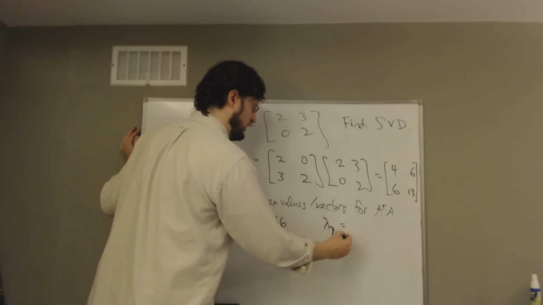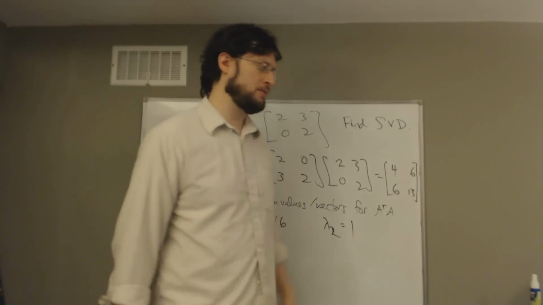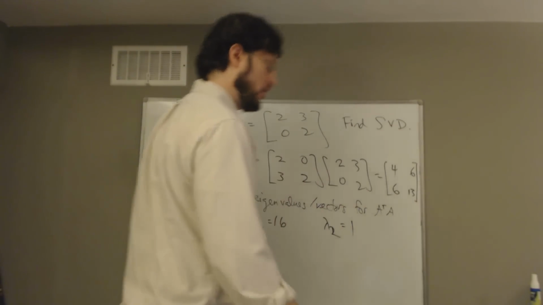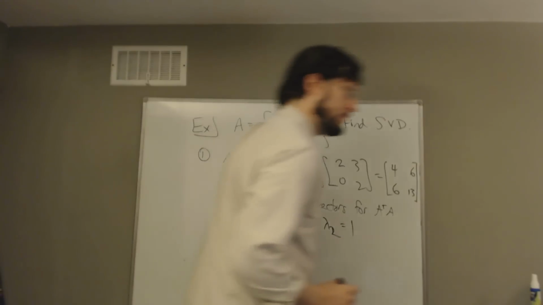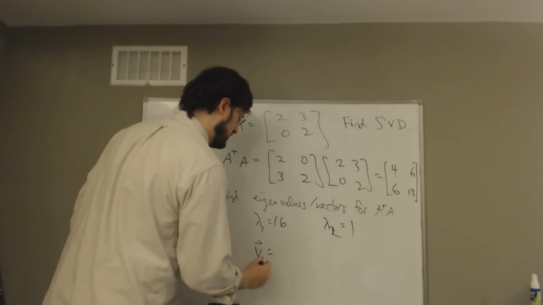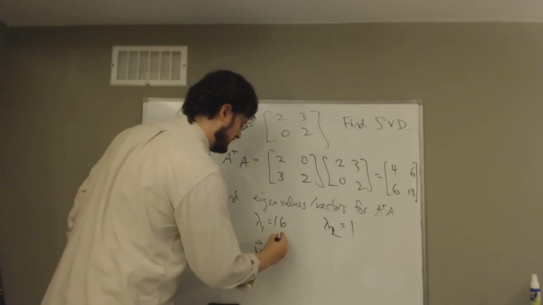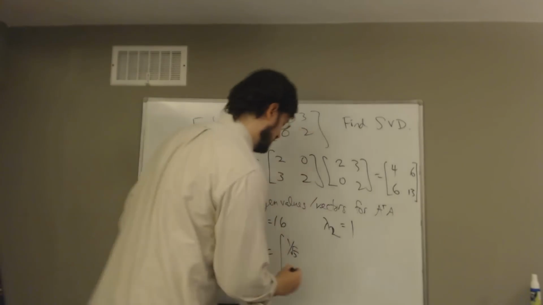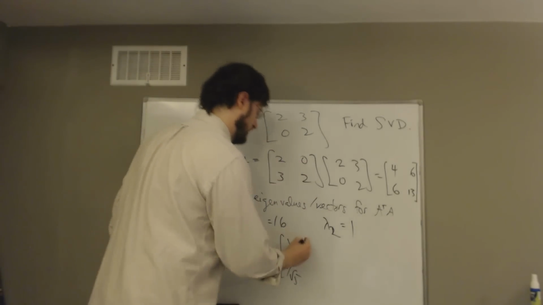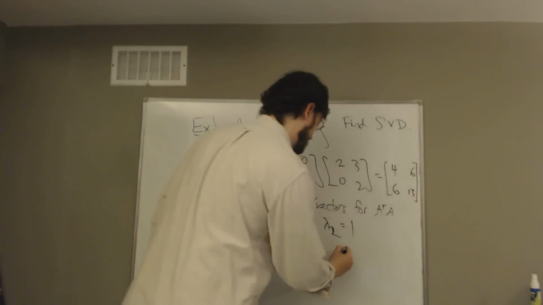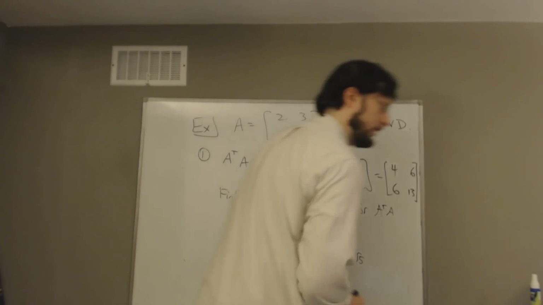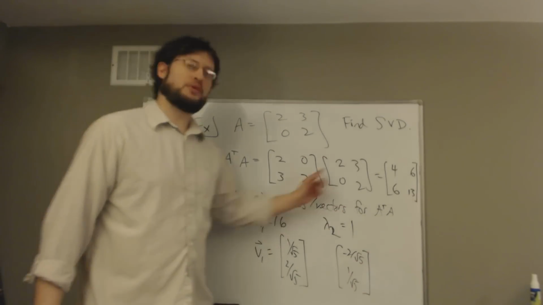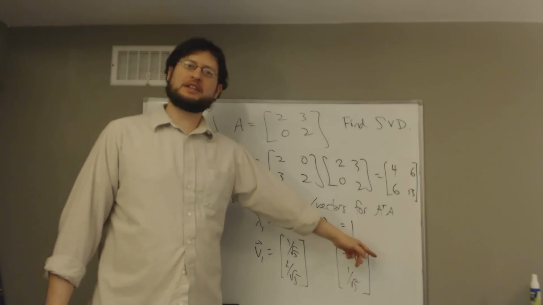As it turns out, those eigenvalues are 16 and 1 in decreasing order, and the eigenvectors that we get corresponding to those are 1 over root 5 and 2 over root 5 for the first, and the second one is negative 2 over root 5 and then 1 over root 5. Right, so this is our orthogonal diagonalization process.